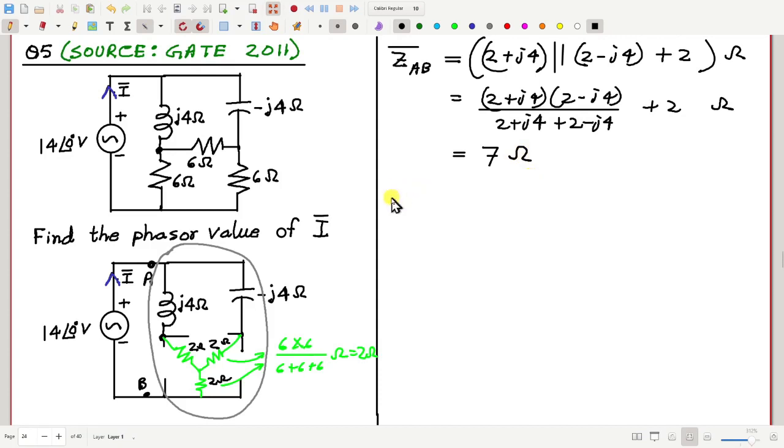Okay, so then what will be the answer? I bar will be 14 angle 0 degree divided by 7. So that is 2 angle 0 degree. Yeah, absolutely right, 2 angle 0 degree.